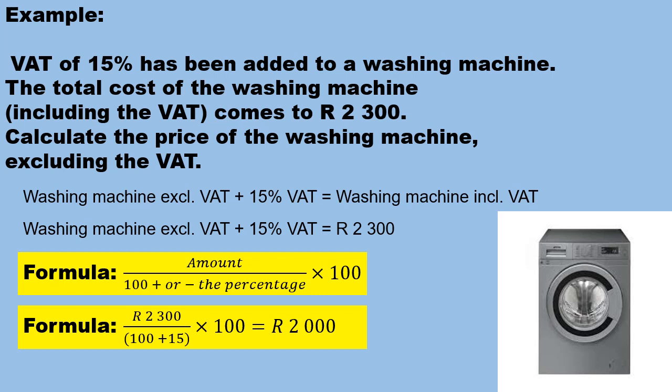Can you see that this question makes sense? Always look back at your question. Does it make sense? If the washing machine was 2,000 Rand and then 15% was added to that, do you think that would give you 2,300 Rand? Yes, it makes sense. Let's say you got an answer of 5,000 Rand. That wouldn't make sense. 5,000 plus 15% would not give you 2,300. You can actually go and work it out. What is 15% of 2,000 Rand? 15 divided by 100 of the 2,000 gives you 300. And then 2,000 plus the 300 gives you 2,300 Rand.